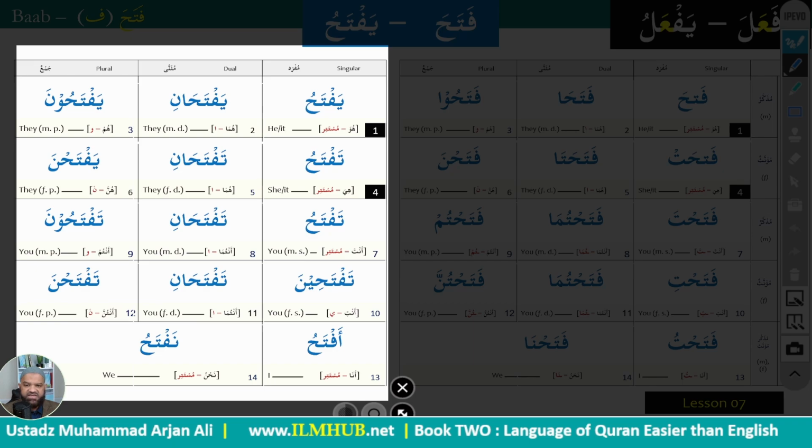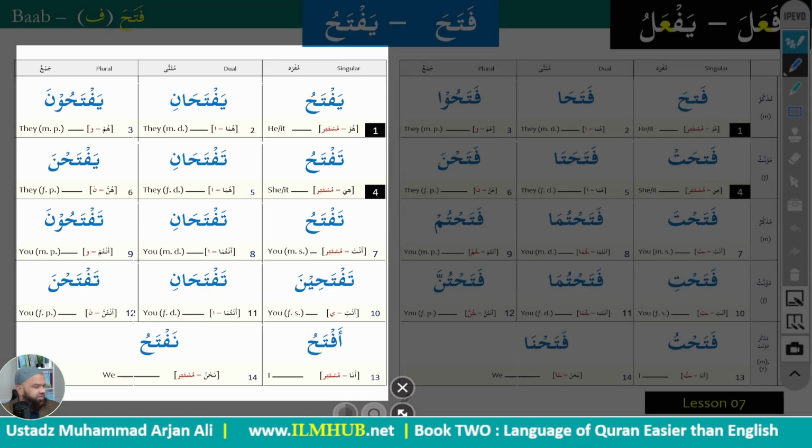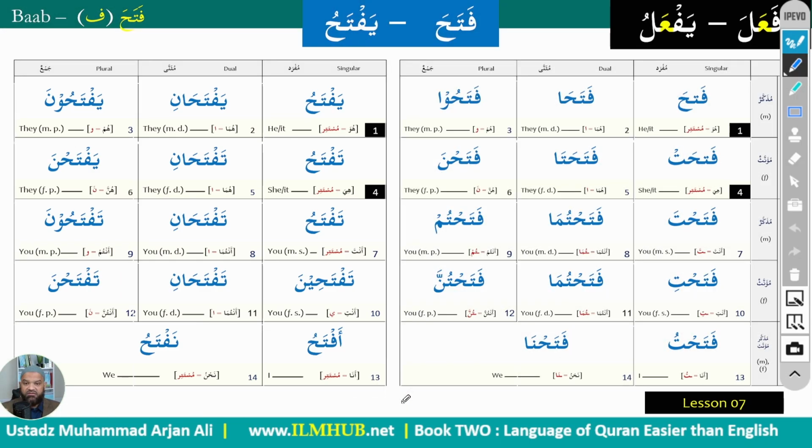So here are the 14 of the mudari and 14 we've seen of the madi. Combined together, they give us 28 different words, 28 scales, of which will be followed by many, many other verbs that follow the same scales. So this is your Baab fataha for the madi, the mudari. Inshallah ta'ala, very soon you'll see the amr and also the derived nouns that are all derived based upon the template scale that we're going to use, which is fataha yaftahu.